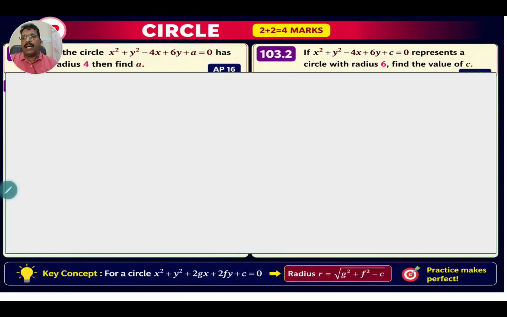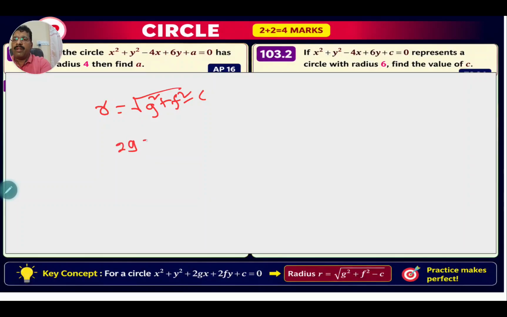See here, the circle given x² + y² − 4x + 6y + a = 0 represents a circle with radius 4, then find a value. Here radius is given, you have to find a value. How to find radius? What is the radius formula? Radius formula is under root g² + f² − c. So what is g value and f value and c value here?